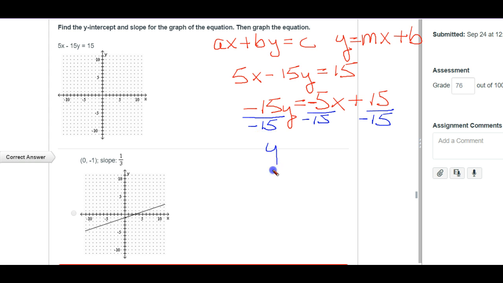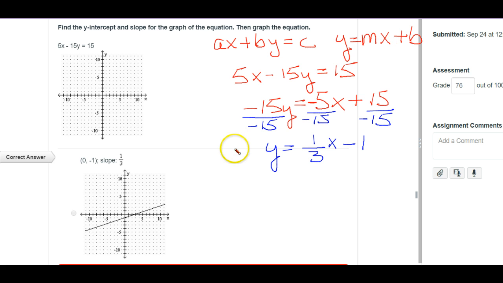So this then becomes a positive y. Here this reduces to a positive 1/3 x. And this becomes a negative 1. Now in the other video I did say that was the equation of this equation in slope-intercept form.